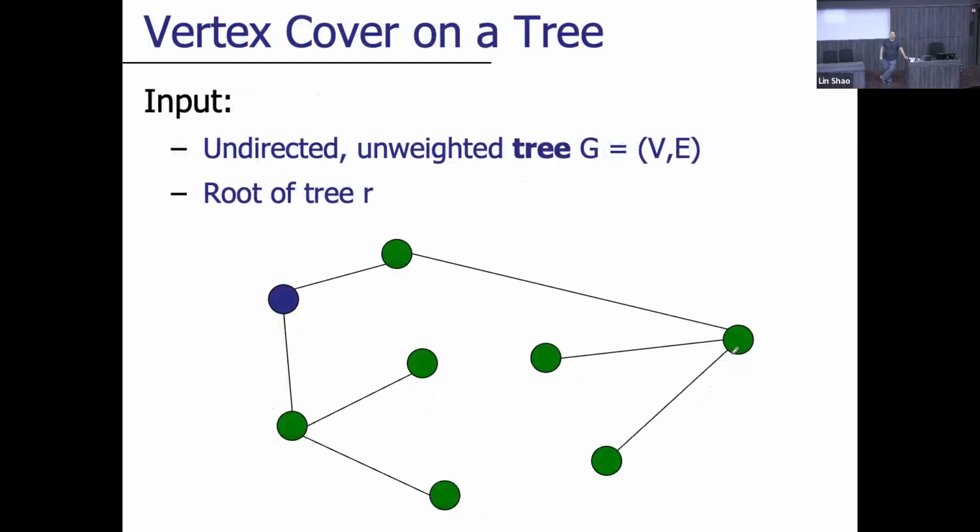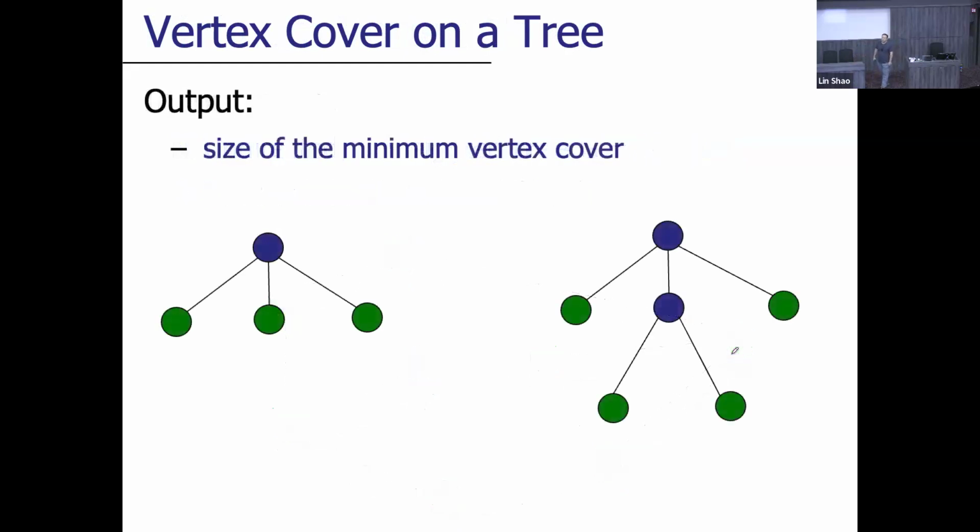Let's consider vertex cover on trees. It is the same type of problem. You want to cover the tree using a set of vertices. So the input will be an undirected, unweighted tree, and we also provide you another piece of information, which is the root of the tree. Again, the output would be a vertex cover that will cover all the edges, which means that every edge in the tree will be adjacent to at least one of the nodes that is highlighted in blue colors.